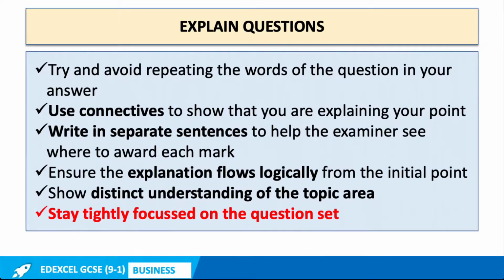Ensure the explanation flows logically from the initial point that you've made. Make just one point, as I've mentioned, and really, really important to show distinct understanding of the topic area. Do not just revert to the generic chain of argument about sales and profits unless you are linking it to the topic area in the question. And those method and WCAT questions have caught students out in the past, so make sure that you're not one of those students if they appear again on Monday.